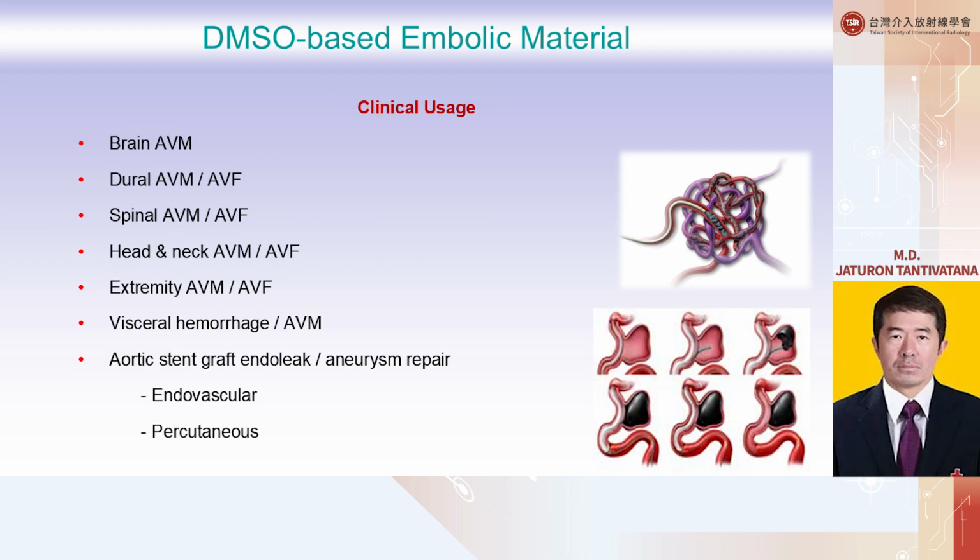Onyx has been used for a long time in brain AVM, dural AVM, epistaxis, spinal, head and neck, extremity, and also visceral hemorrhages, and recently in the endovascular repair of type II endoleak or aneurysm repair, which may be by the endovascular or percutaneous approach.